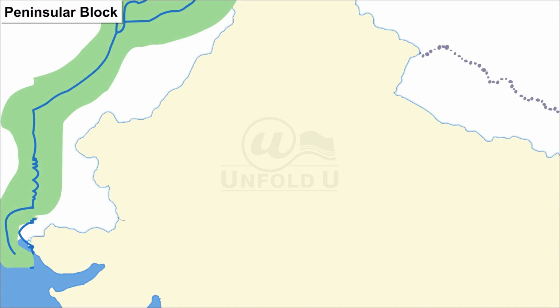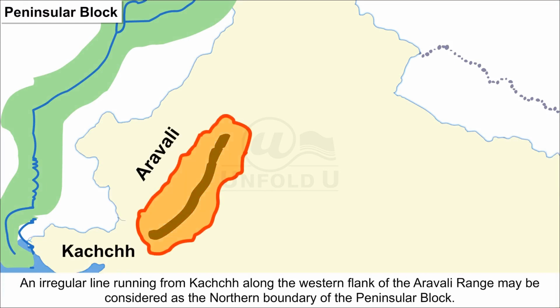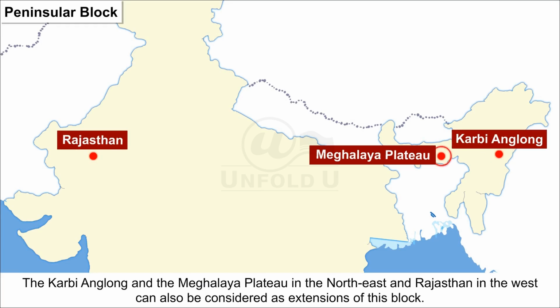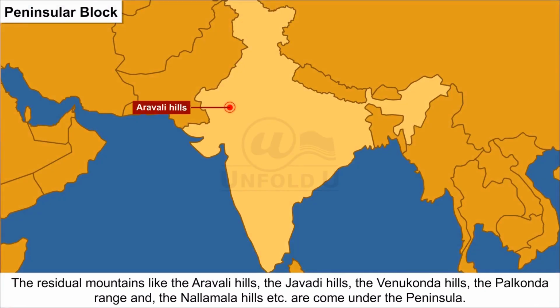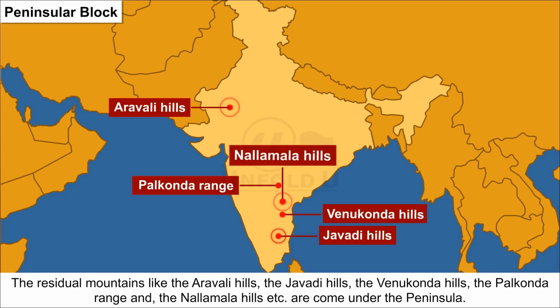Peninsular Block. An irregular line running from Kutch along the western flank of the Aravalli Range may be considered as the northern boundary of the Peninsular Block. The Karbi Anglong and the Meghalaya Plateau in the northeast and Rajasthan in the west can also be considered as extensions of this block. The residual mountains like the Aravalli Hills, the Javadi Hills, Venukonda Hills, the Palkonda Range, and the Nallamala Hills, etc. come under the peninsula.